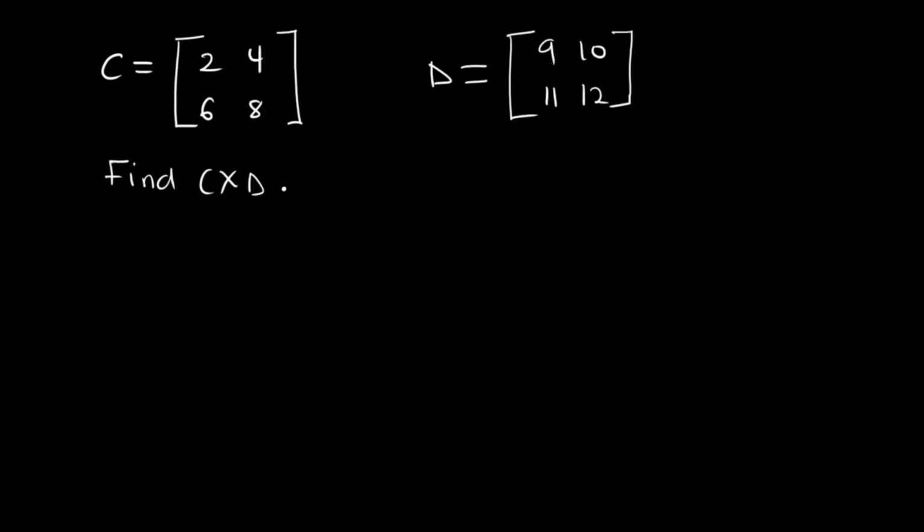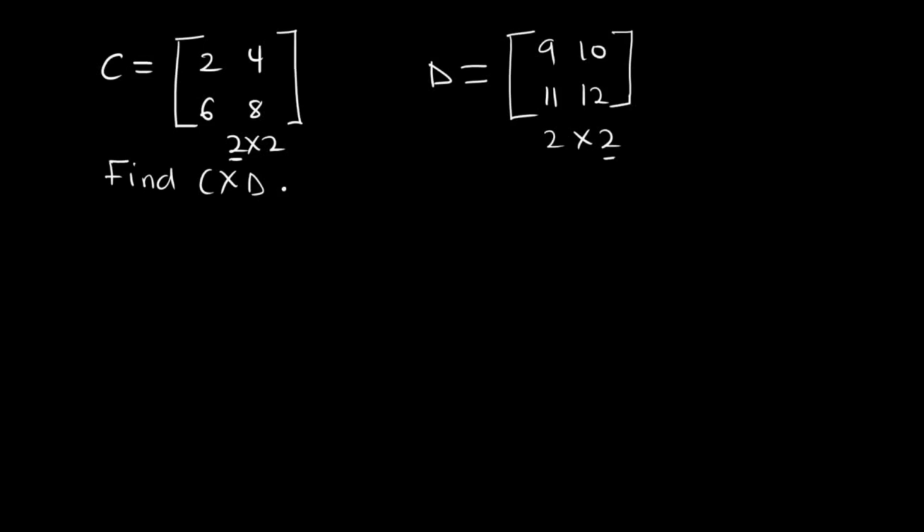So the first thing you will have to do is to check if the matrices are compatible. Okay, so let's look at these two matrices here. Matrix C is a 2 by 2 matrix, and then matrix D is also a 2 by 2 matrix. So from here we can see that the column of matrix C is equal to the row of matrix D. So this tells us that these two matrices are compatible. So you can perform this multiplication, and then our result is going to be a 2 by 2 matrix because of these two values here.